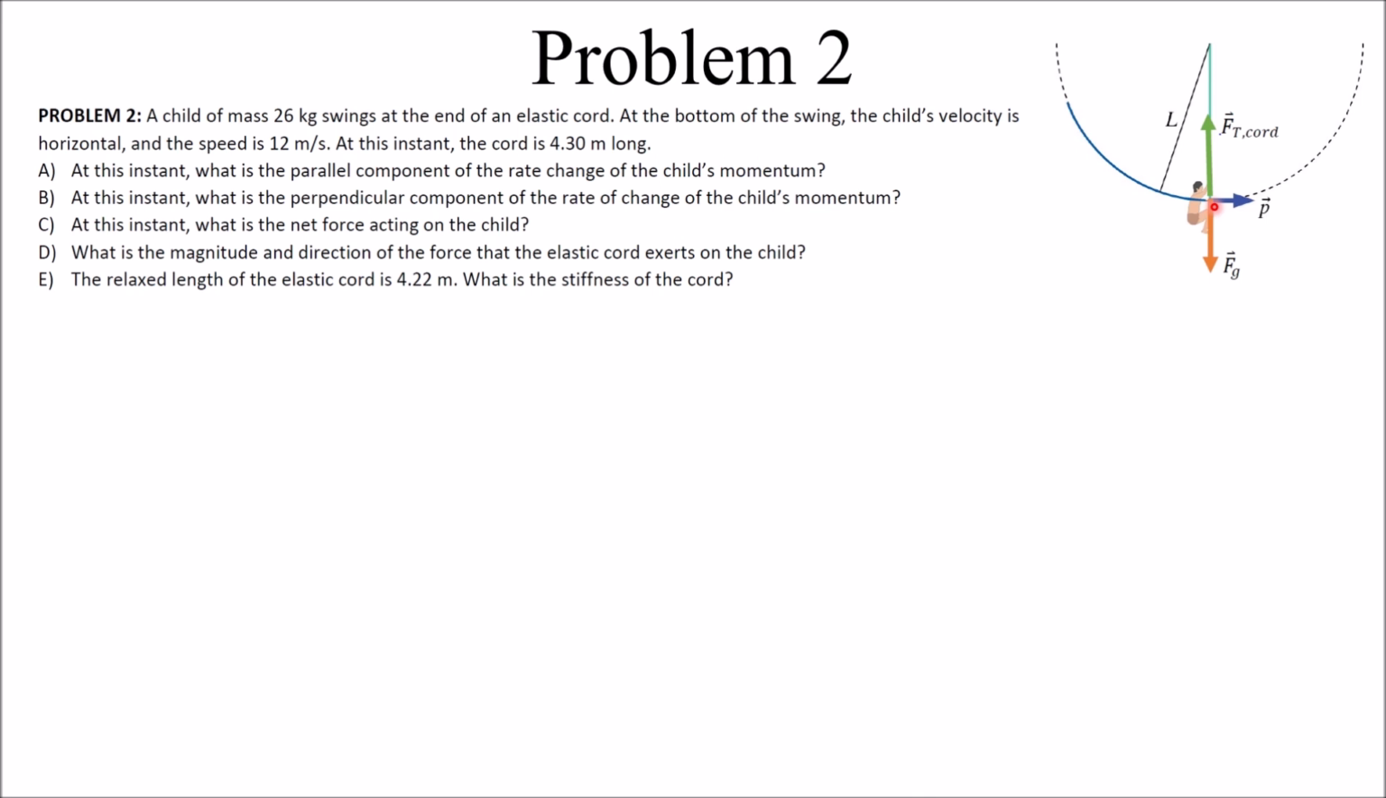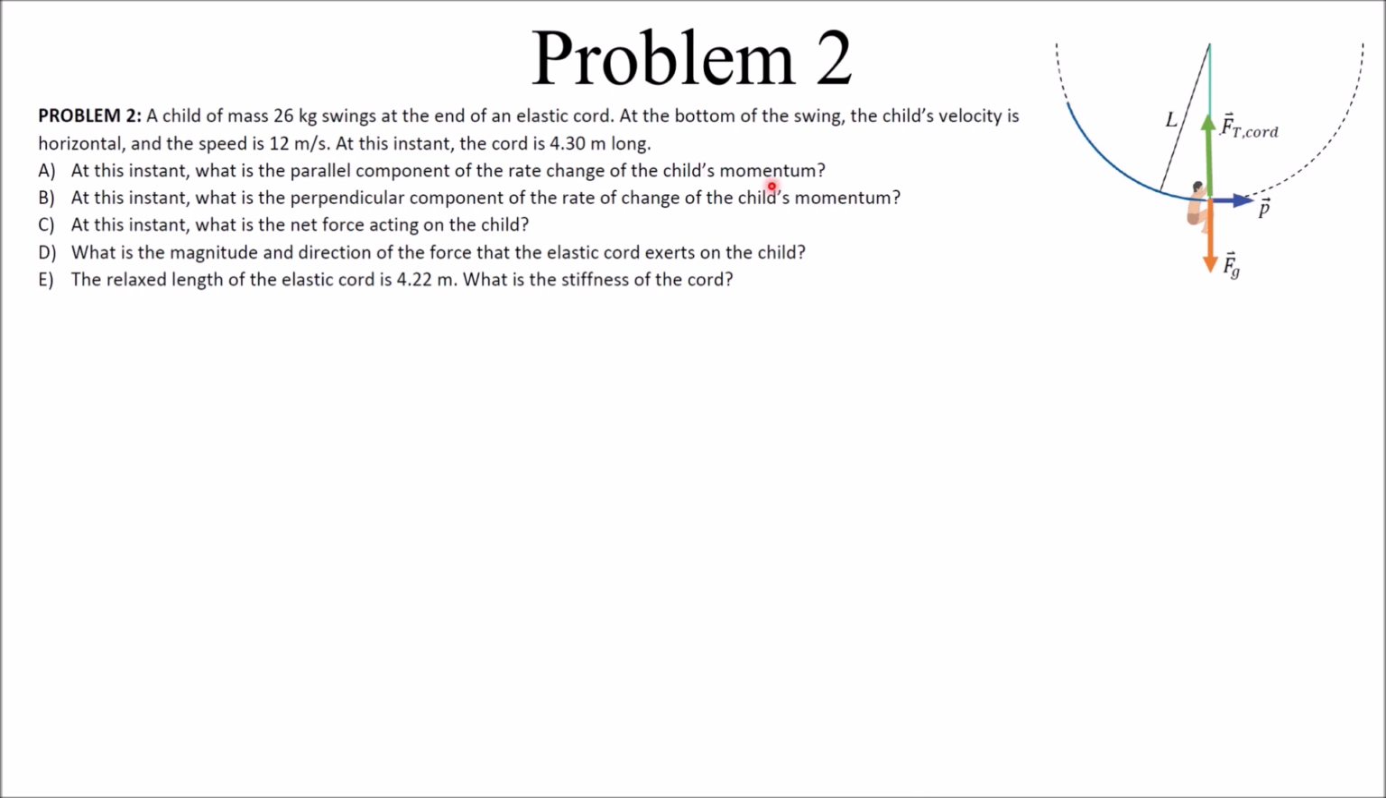Gravity's acting down the whole time, and the tension is acting towards the center of the circle the whole time. But the bottom is a nice little point to look at. So what we'll do is answer these questions one at a time. For part A, we want to look at the parallel component of the rate of change of momentum.